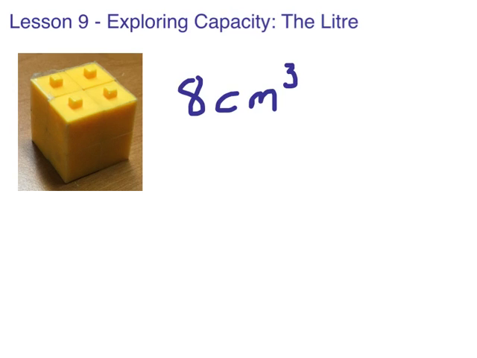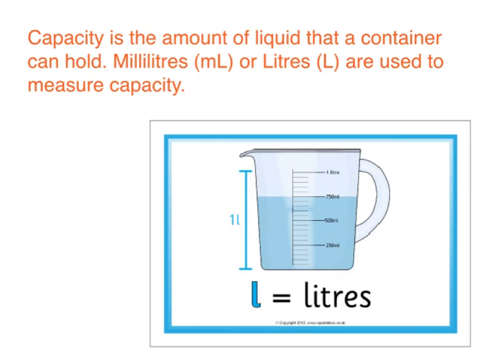So in this lesson we're going to learn about something called capacity, which is actually very similar to volume. Capacity is the amount of liquid that a container can hold. Milliliters or liters are used to measure capacity. Now notice the symbols we use for milliliters and liters. Milliliters, we have a lowercase m and an uppercase L, and an uppercase L for liters. So it's important that you write that the correct way.